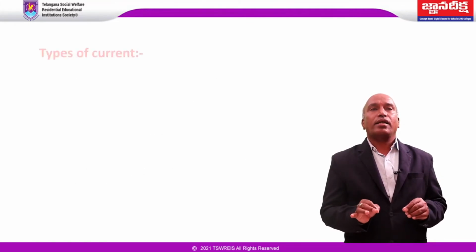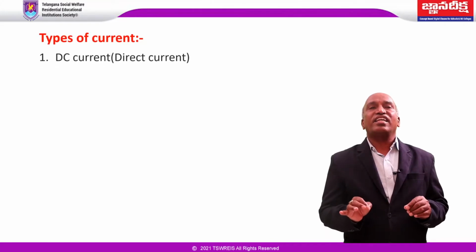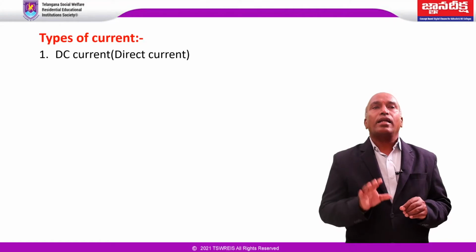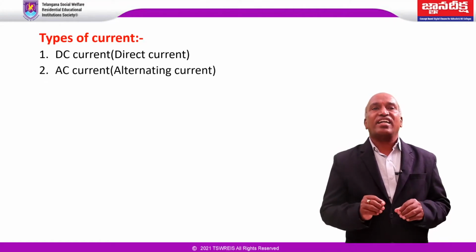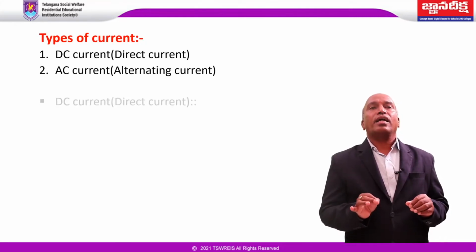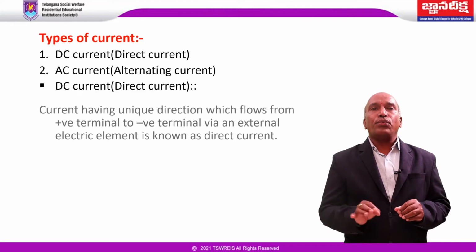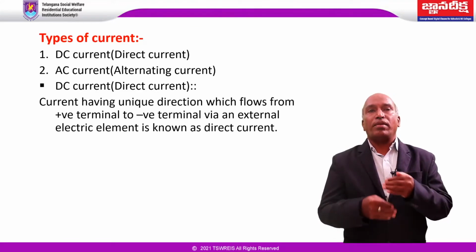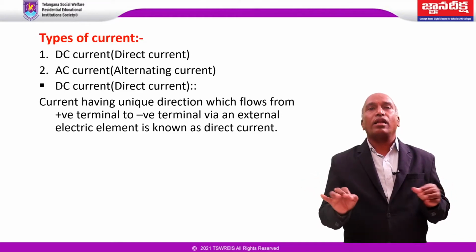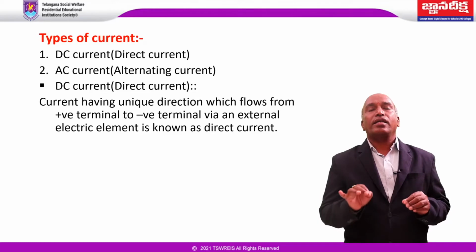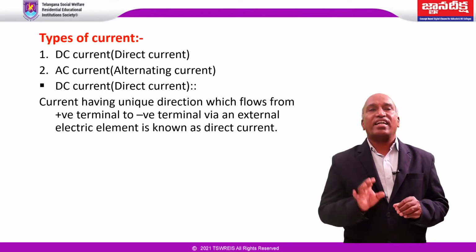Types of current. Number 1: DC current, also known as direct current. Number 2: AC current, also known as alternating current. What is DC current? Current having a unique direction, which flows from the positive terminal to the negative terminal via an external electric element, is known as direct current.